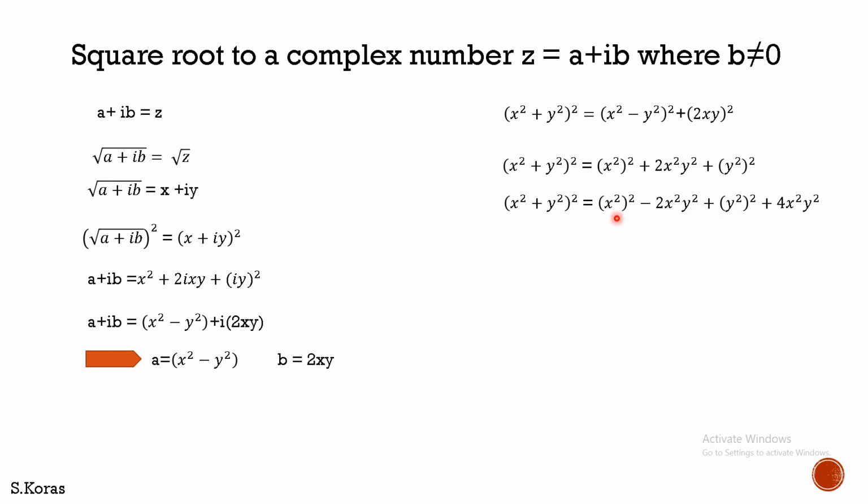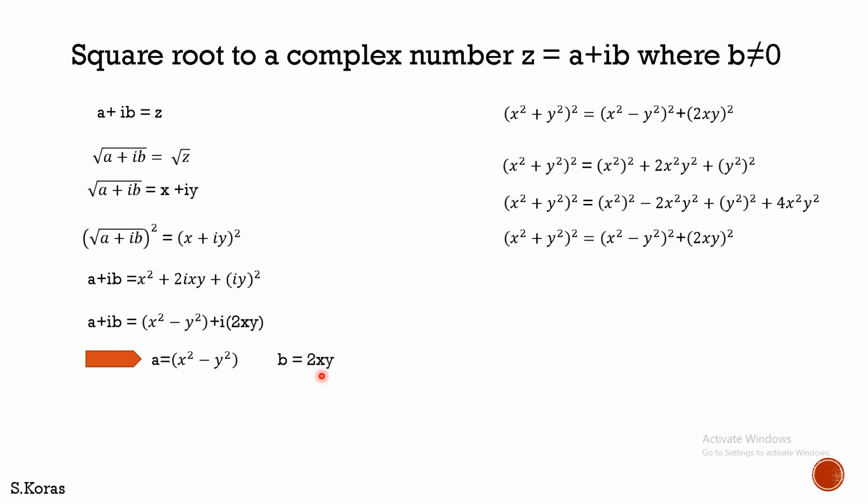So we can write this as a minus b the whole square, that is, x square minus y square the whole square plus, and this part you can write as 2xy the whole square. That's good. So we have this formula. Right. Now we know the value of x square minus y square, that is a. So instead of x square minus y square, we can write a. So this will become a square.